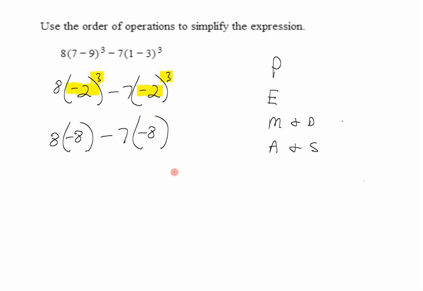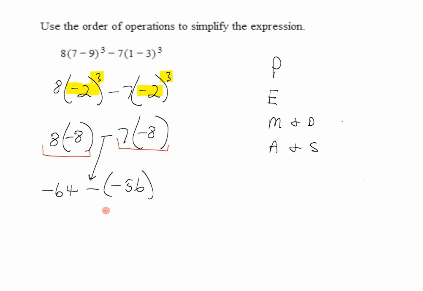Okay, we've done parentheses and exponents. Now we're going to do multiplication. So there's this multiplication and there's this multiplication. 8 times a negative 8 is negative 64 minus, now this is a positive 7 times a negative 8 because I just brought down the subtraction sign here. So this is a positive 7 times a negative 8, which is a negative 56.